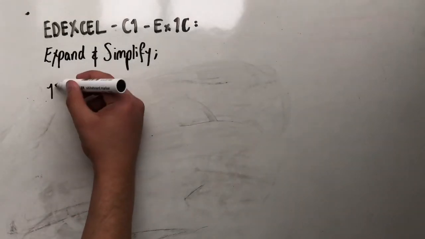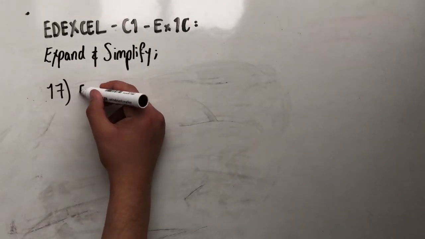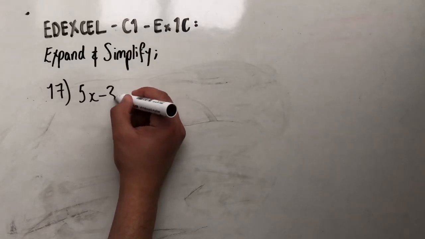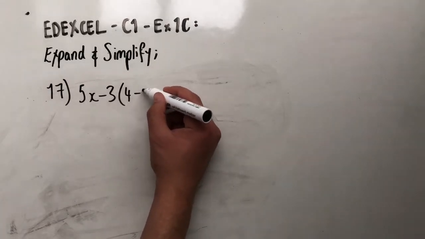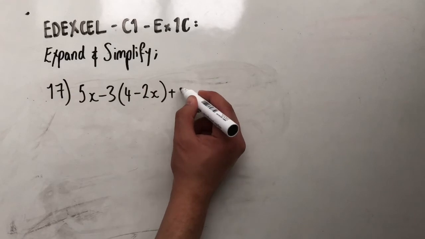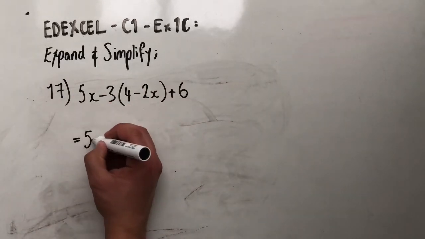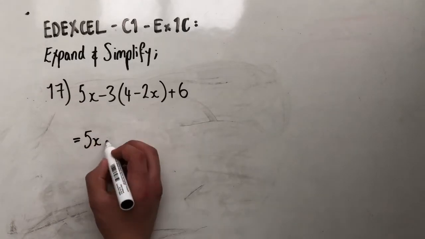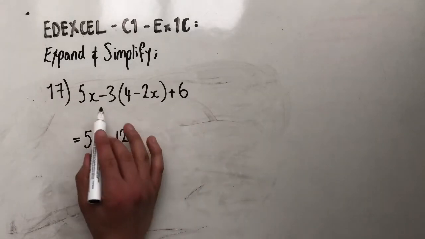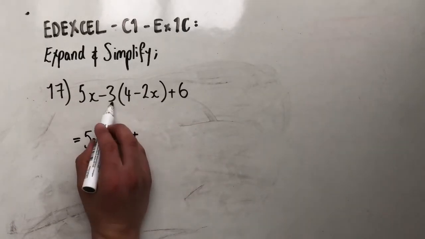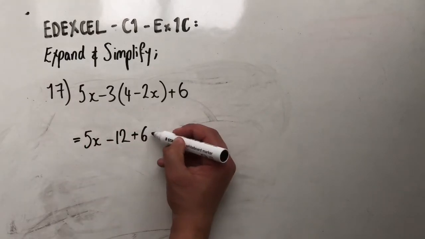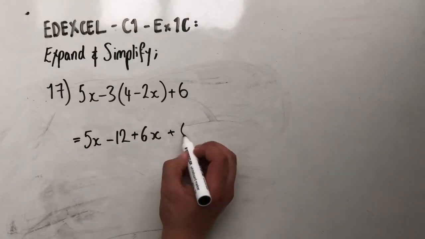Question 17. Now we have 5x minus 3, open brackets 4, take away 2x, close brackets, and then plus 6 on the end. Now we'll deal with the brackets first. We'll just bring the 5x down a minute. Now with the brackets, we're going to times each term inside the brackets by the minus 3. So minus 3 times 4 is minus 12. Minus 3 times minus 2x is positive 6x. Then we just add the 6 on from the end.